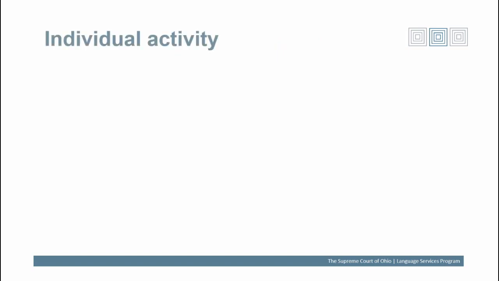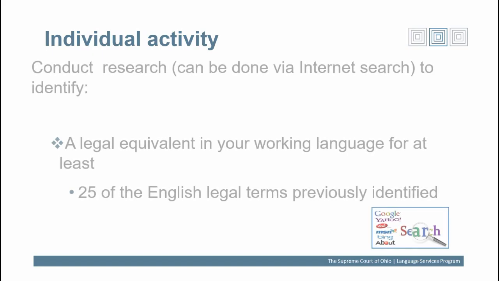Before we continue learning more legal terms, spend some time researching on the internet and identify a legal equivalent in your working language for at least 25 of the more than 70 terms previously discussed in this lesson. Use the handout 2A provided to write them down.